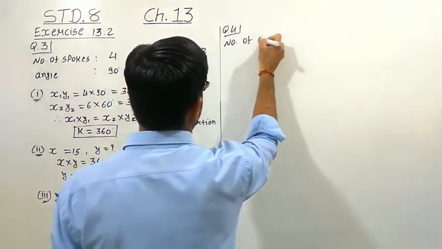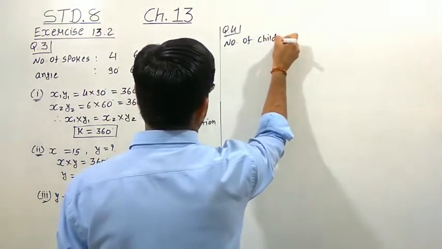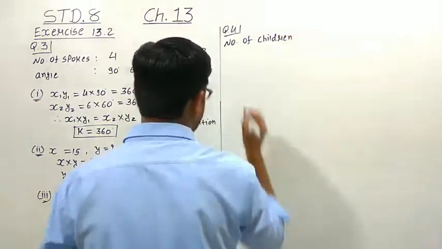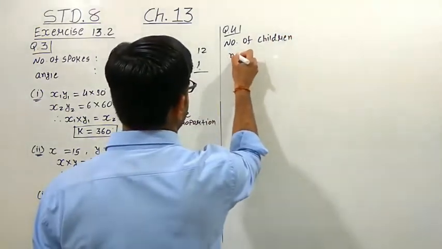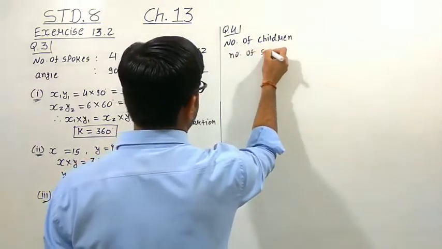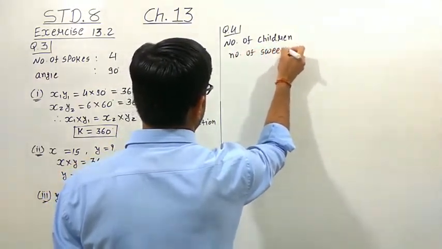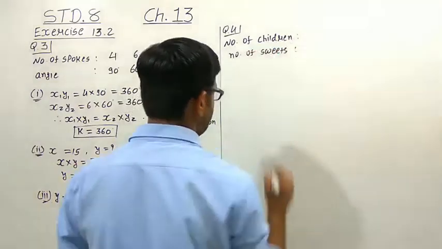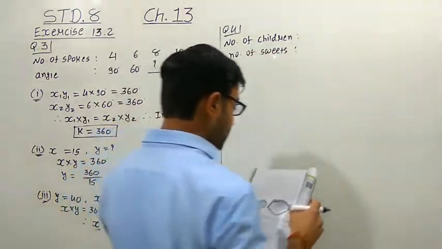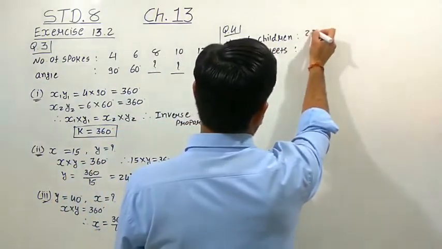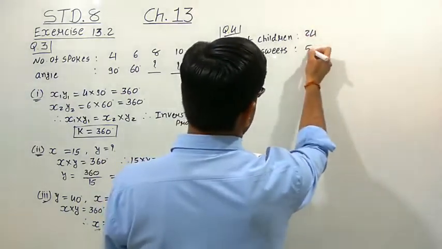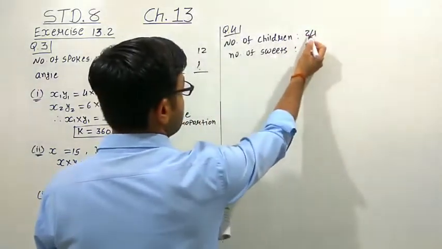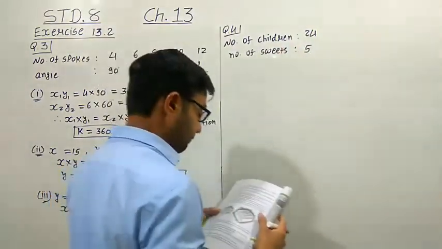Number of children. And the second one is number of sweets. In the first case we have said that if the number of children is 24, then each one will get 5 sweets. The number of sweets each child gets is 5.